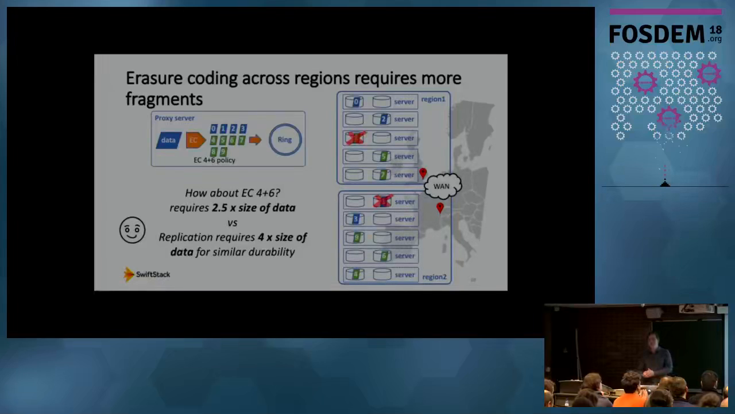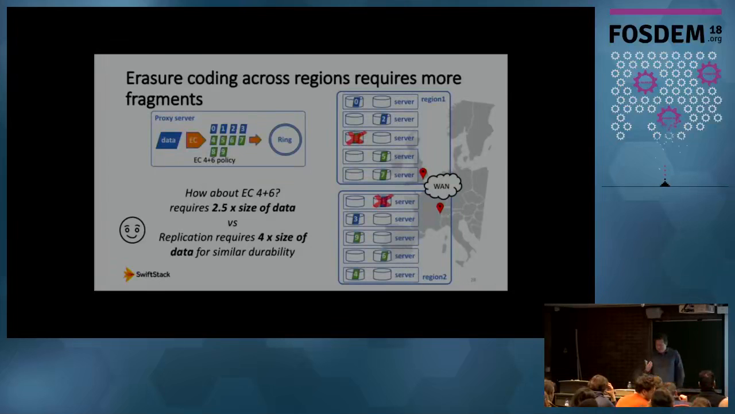4 fragments is enough to reconstruct my data, so I can lose an entire region and still reconstruct my data. And in fact, I can lose a device within a region and still reconstruct data. So this scheme is now equivalent to 4 replicas, and it's using about 2.5 times the size of the data versus 4 times the size of the data. So this is looking good. Okay, this works. This gives us our distributed cluster with disaster recovery. We have data locality. We can read the data from either region without going across the wide area network.